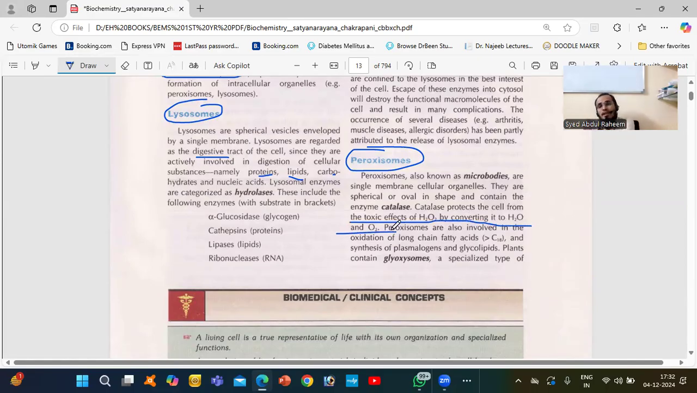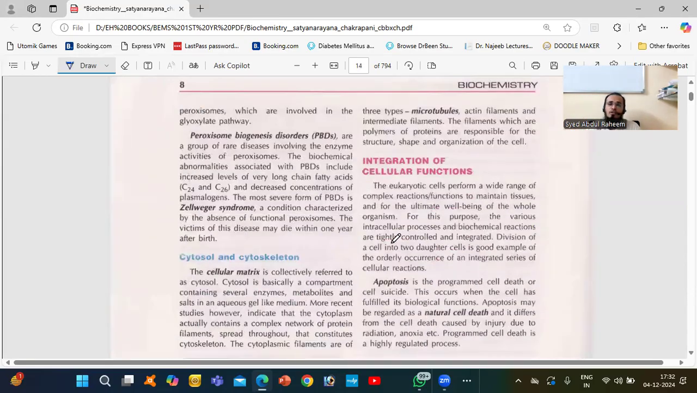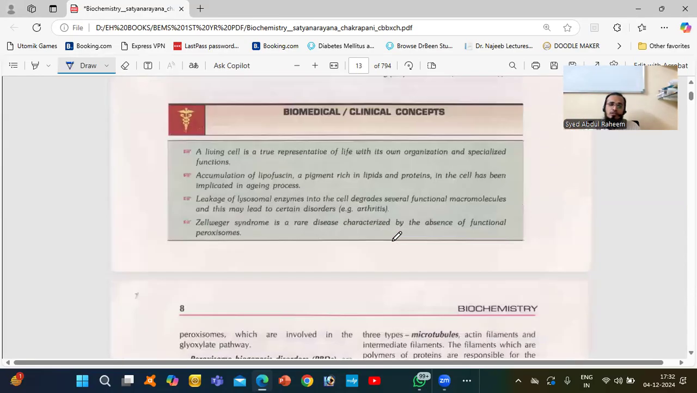What is peroxisome doing? Whenever any reaction happens, H2O2 production happens in the cell. So what does peroxisome do? Peroxisome converts H2O2 into H2O plus O2, oxygen. Okay, this is the very important function of peroxisome.